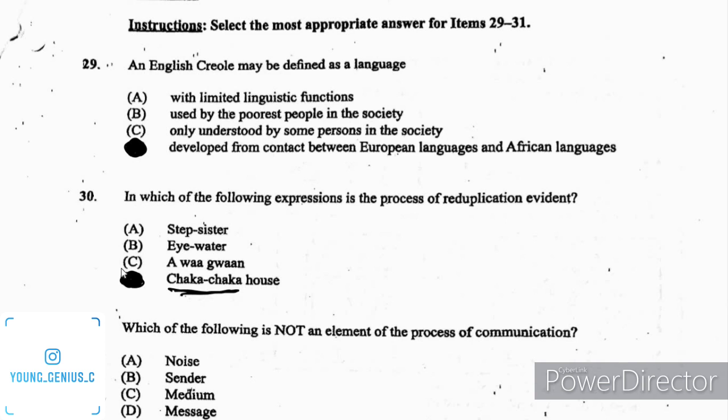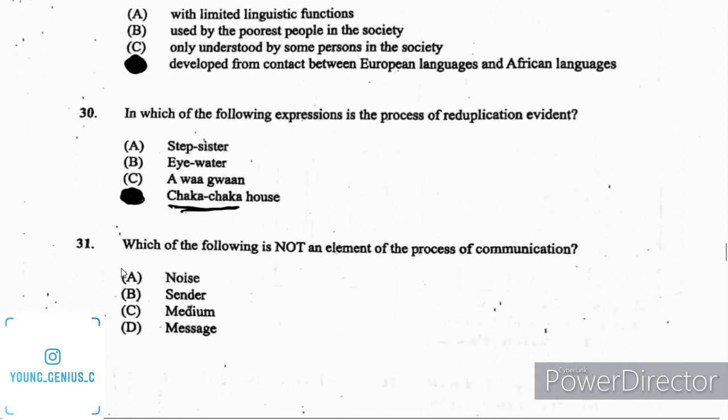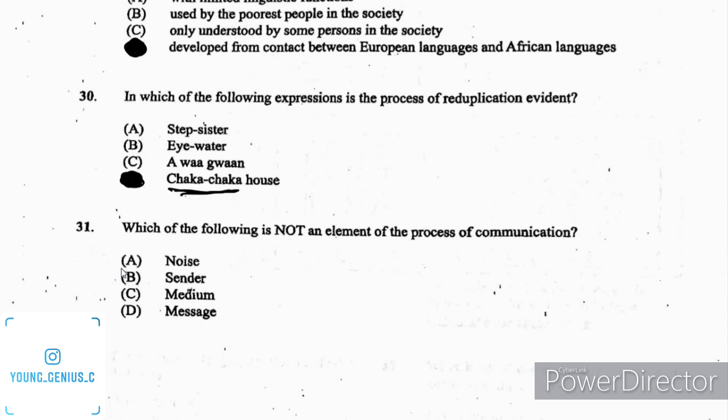31. Which of the following is not an element of the process of communication? All right, elements of communication. That includes environment or context or situation. You need a sender or encoder. You need a channel or medium. You need a receiver or decoder. Also, what else? After you get the message, what do you want to do? Feedback. Feedback is another. And for that 31, I would choose noise, even though I would say facilitators and barriers are elements as well. But noise would be a barrier.